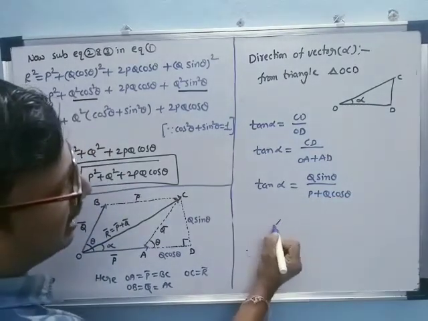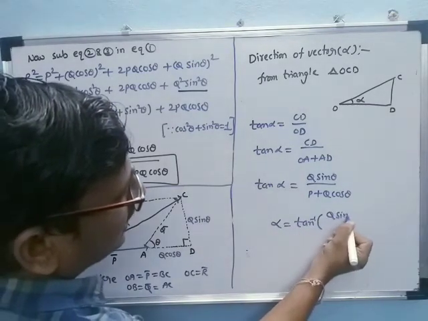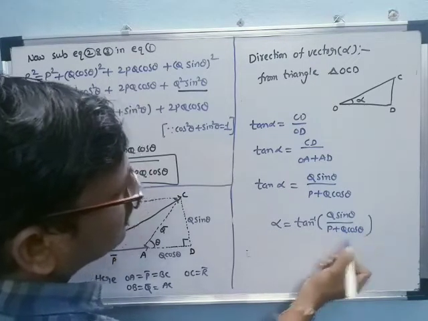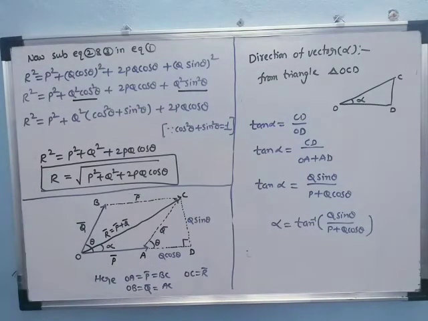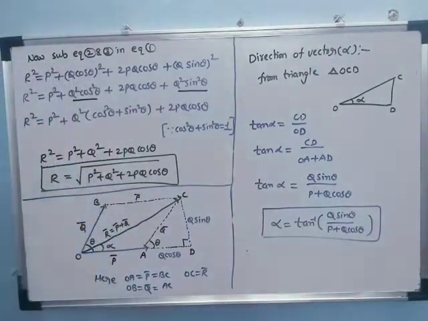Then we can write alpha is equal to tan inverse of Q sin theta by P plus Q cos theta. This tan is taken to this side. That is tan inverse of Q sin theta by P plus Q cos theta. This is how we get the direction of the vector. Direction of vector alpha is equal to tan inverse of Q sin theta by P plus Q cos theta.